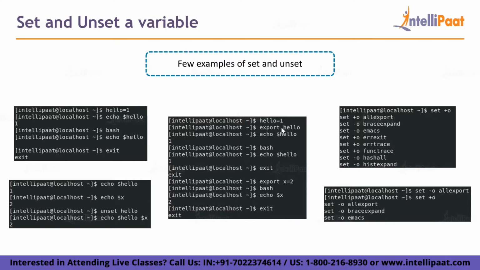So now this is one way of making a variable global, and there is another way which is export x is equal to 2. Instead of providing hello equal to 1 then export hello, you can just put export hello equal to 1. So that will be more than enough.